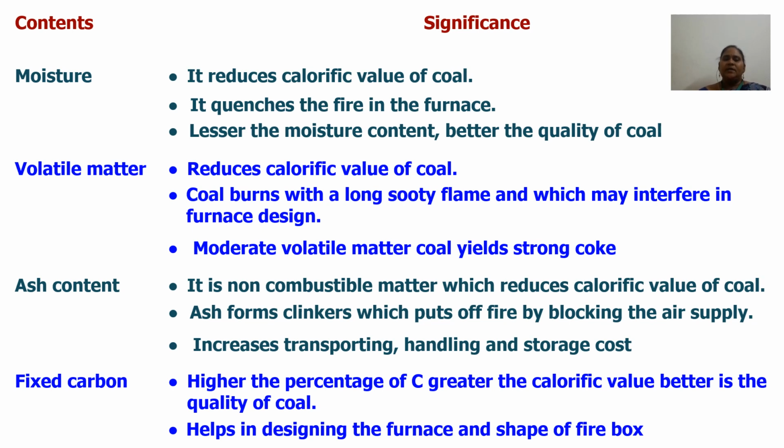The ash content is non-combustible matter which reduces the calorific value of coal. And ash forms clinkers which put out the fire by blocking the air supply, and also increases transporting, handling and storage cost. For fixed carbon, the higher the percentage of carbon, the greater the calorific value and the better the quality of coal. And it also helps in designing the furnace and the shape of the firebox.